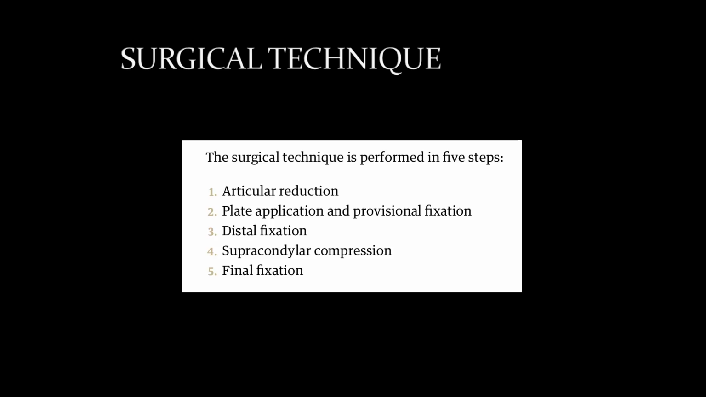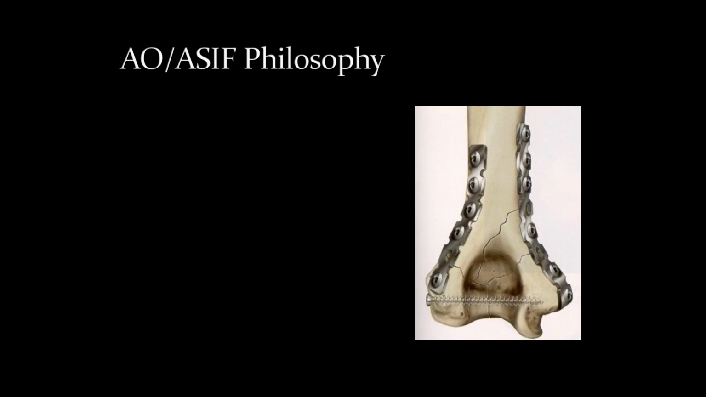The operation is performed in 5 steps. We start off with articular reduction, then plate application, provisional fixation, distal fixation, supracondylar compression, and then final fixation. And it's very simple. If you follow the absolute protocol step by step, you'll end up with a reasonable result.